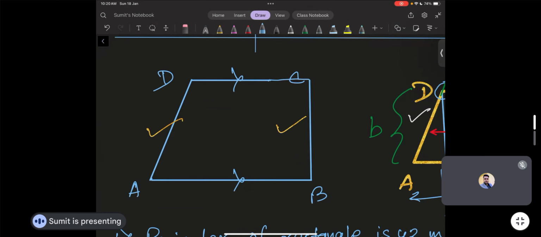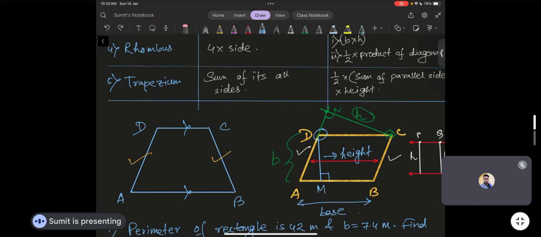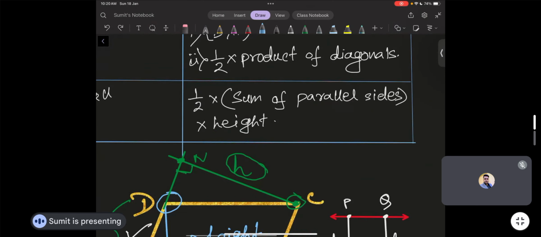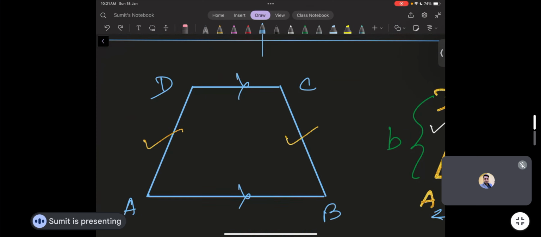Where the non-parallel sides are unequal. If the non-parallel sides are equal like that, then it will be called an isosceles trapezium. But the formula will be the same for both cases: perimeter means you will add all the sides, and area is half into sum of parallel sides into height. What is meant by sum of parallel sides? Which ones are the parallel sides over here? The parallel sides are AB and CD, correct. So you will add the lengths of AB and CD, and height.